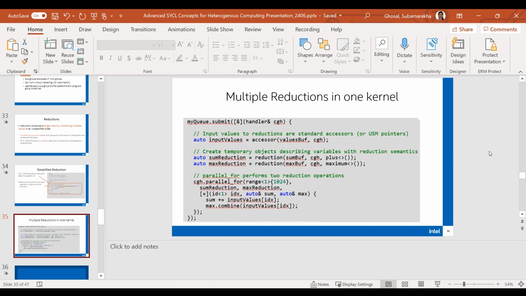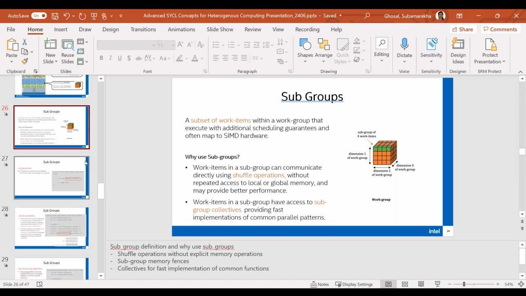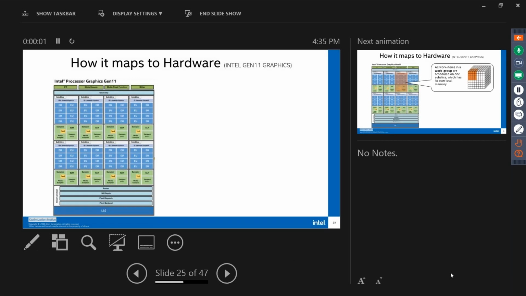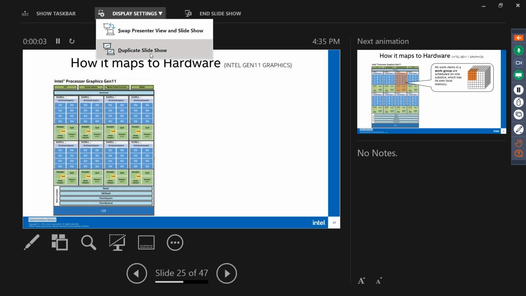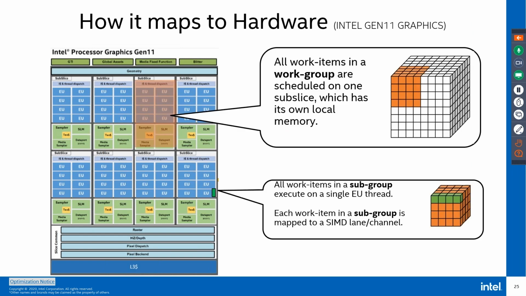So Subarna, one question they're asking: can we create our own threads in SYCL? Probably you would like to give more details on how the thread mappings happen on SYCL, particularly on the EU side, and how they can control it with the subgroup. Probably you had an example. How do you create your own subgroup numbers? You can show that. Okay, sure.